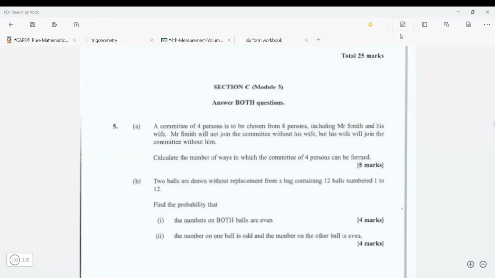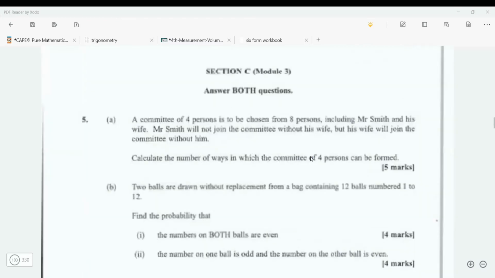So now we're going to be looking at module 3. And module 3 tells us a committee of 4 persons is to be chosen from 8 people, including Mr. Smith and his wife. Mr. Smith will join the committee. Mr. Smith will not join the committee without his wife, but his wife will join the committee without him.